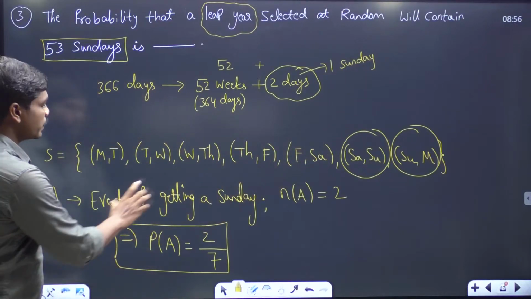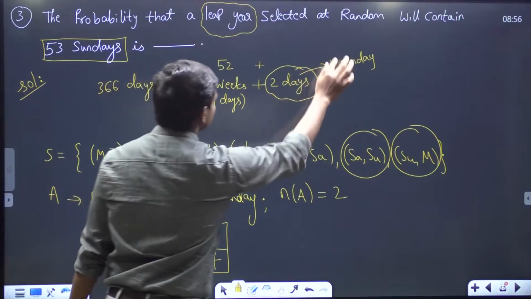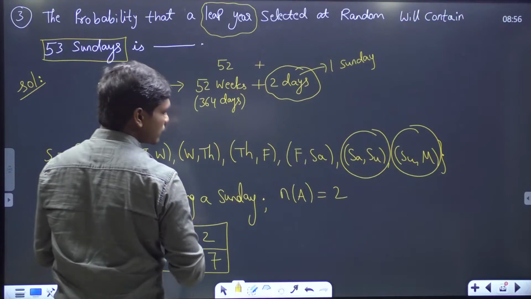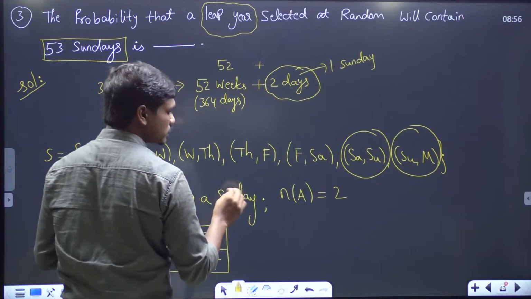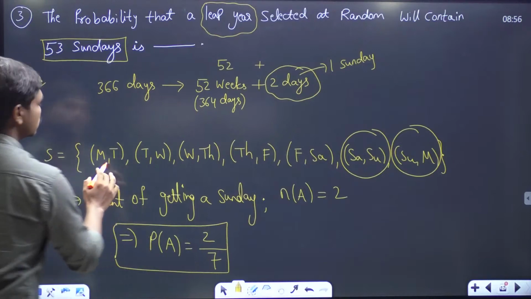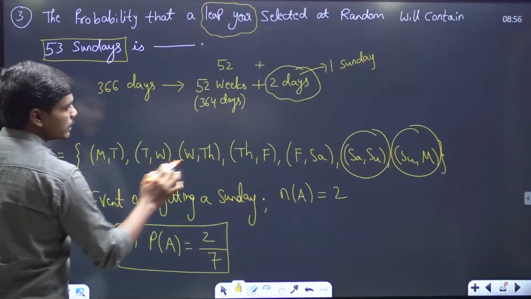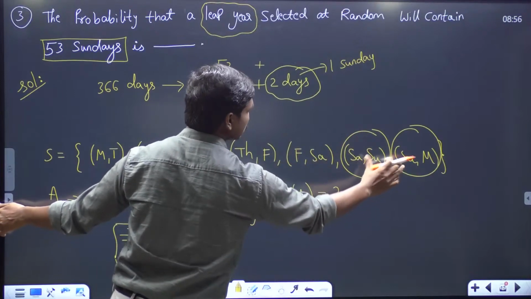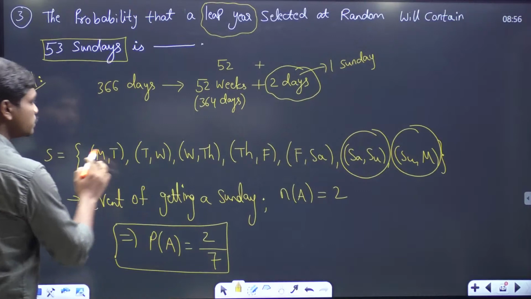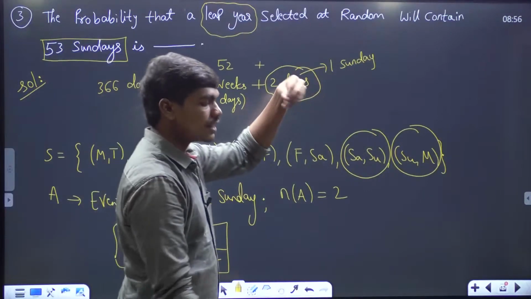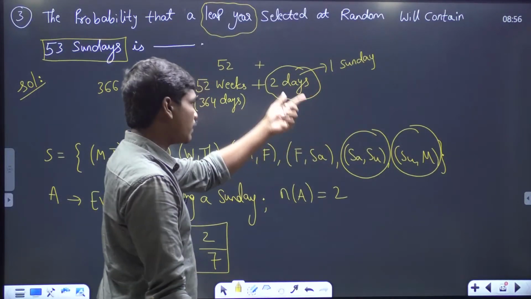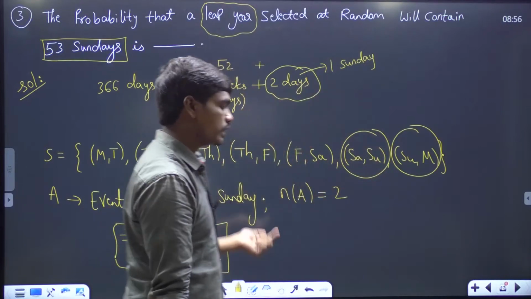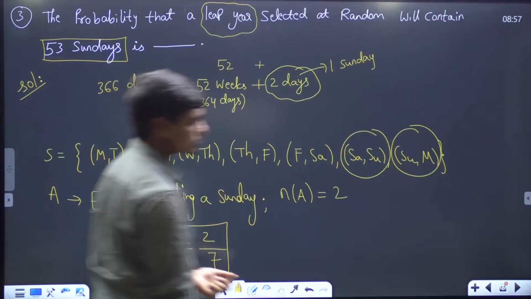Now we want 1 Sunday to be present in these 2 days. So you need to look for the favorable outcomes which could give you a Sunday out of those 2 days. There is no Sunday in these 2 days, similarly here, and all these 5 cases. But in the last 2 cases, you have 1 Sunday when 2 days are selected at random. So the sample space is the total number of ways in which these 2 days can happen, and the favorable ways are those where a Sunday will occur in these 2 days. So this is total 2/7.